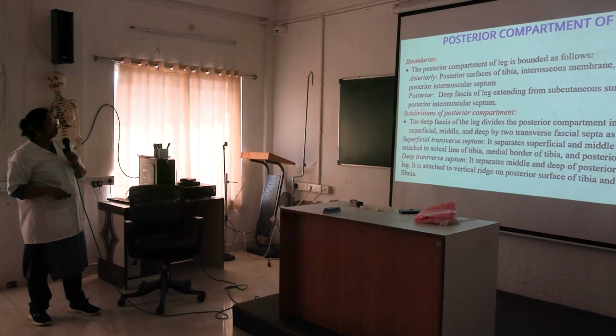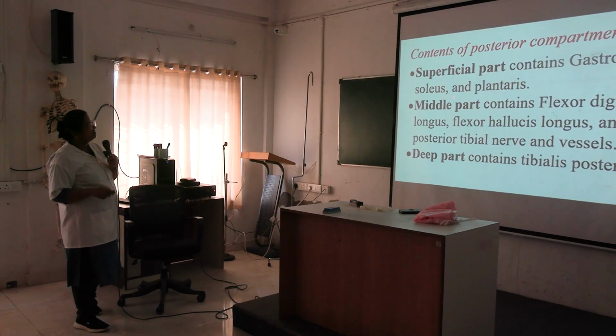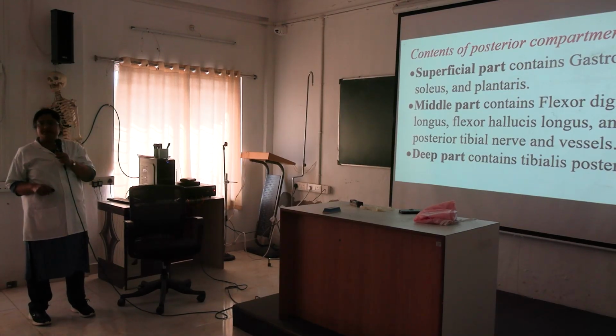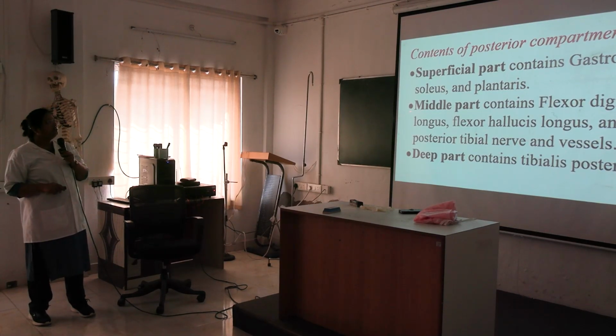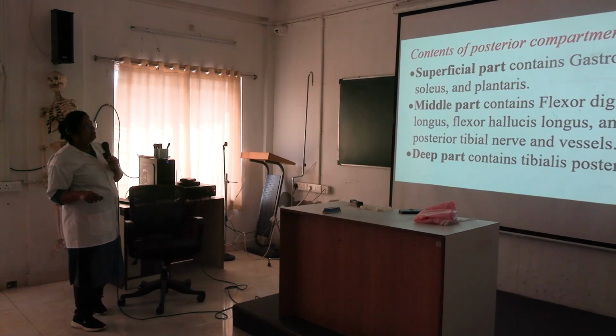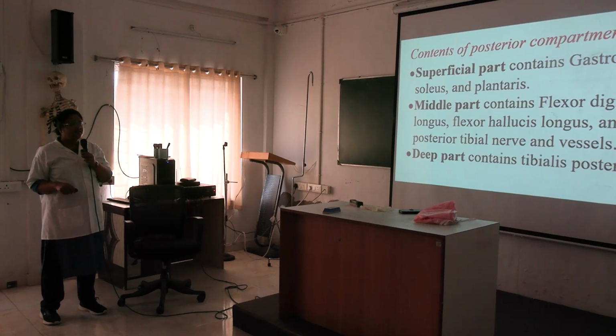Okay. And what are the contents of these three parts? The superficial part contains gastrocnemius, soleus and plantaris. The middle part contains flexor digitorum longus, flexor hallucis longus and the posterior tibial nerve and vessels. And the deep part contains the tibialis posterior.